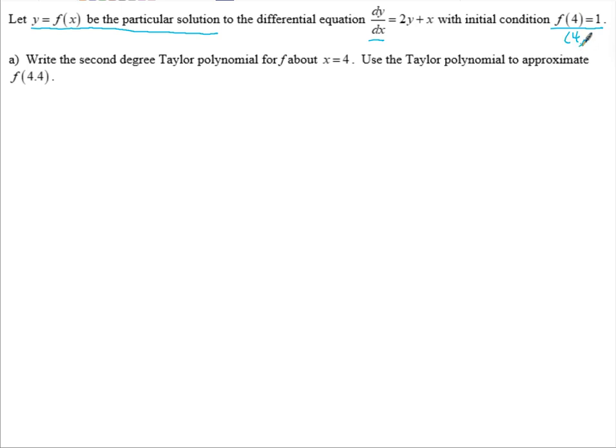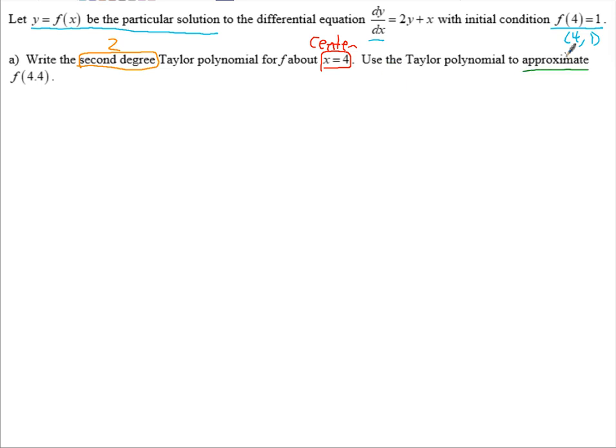And then it asks us to write the second degree Taylor polynomial, so that means the highest exponent is 2, for f about x equals 4. So there's our center. Notice this one's not a Maclaurin one, because the center is not 0. And then we'll use the Taylor polynomial to approximate f of 4.4. But first we have to write that polynomial down.